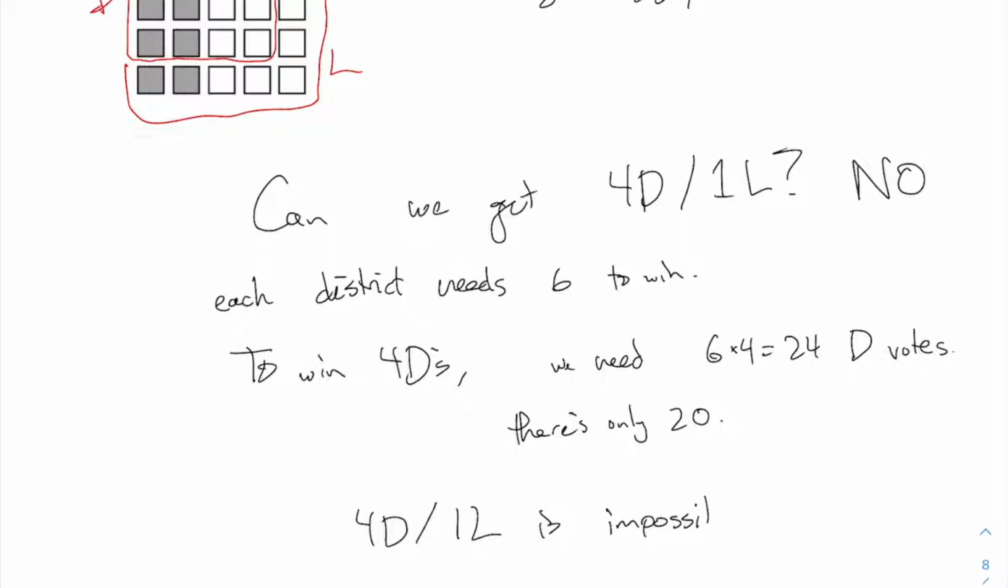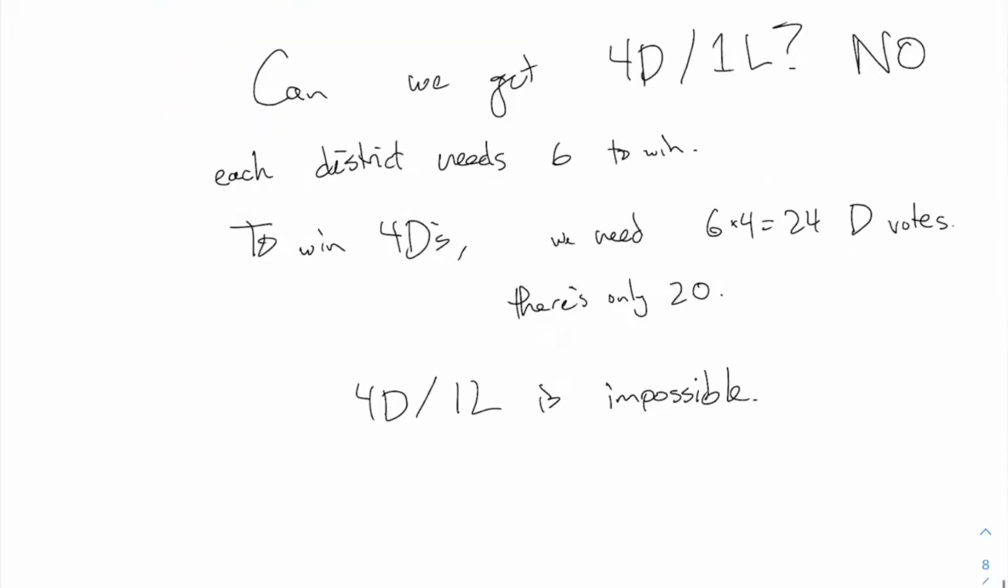And the only other alternative that we haven't discussed is, in theory you could think about, can you get 5 Ds and 0 Ls? The answer is no, for the same reasons. They don't have enough to even get 4 districts. They definitely don't have enough to get to 5 districts. So this is also impossible. All right. Anybody got any thoughts about this?